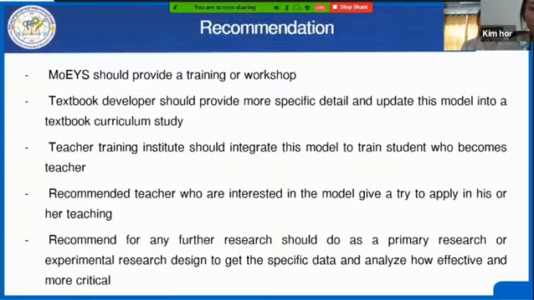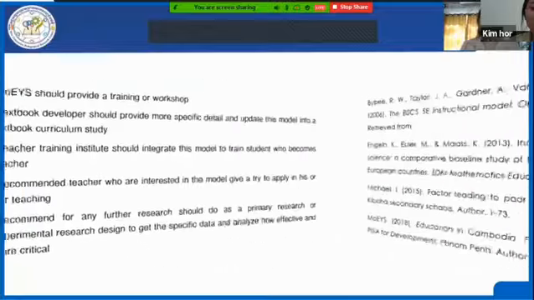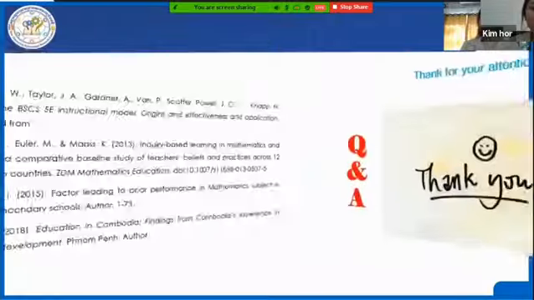Teacher training institutes should integrate this model to train students who become teachers. I recommend that teachers who are willing to apply this method give it a try, and any further researchers should do a primary research or experimental research design to get specific data and analyze how effective it is.